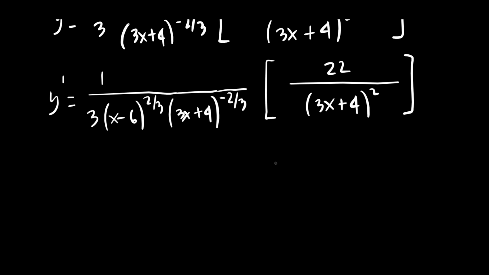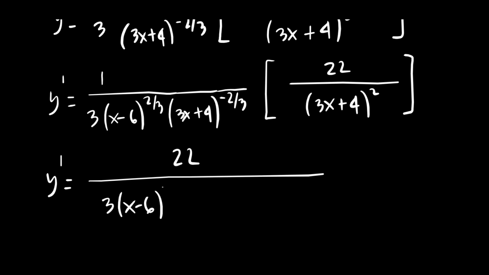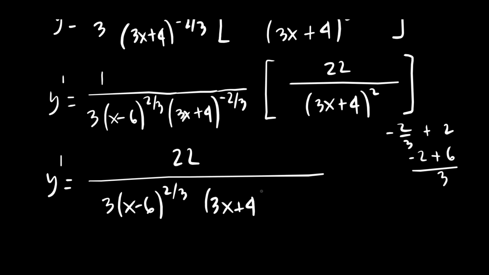So we'll combine these two equations. So y prime is equal to 22 all over, just copy 3 multiplied by (x minus 6) to the 2/3. Then (3x plus 4) to the negative 2/3 multiplied by (3x plus 4) squared is negative 2/3 plus 2, so 3, so negative 2 plus 6, which is positive 4/3. So we'll have (3x plus 4) raised to the power 4/3. So this is now our final answer.